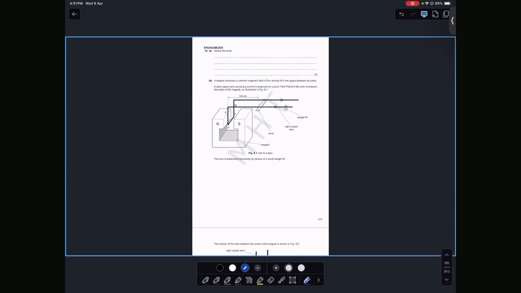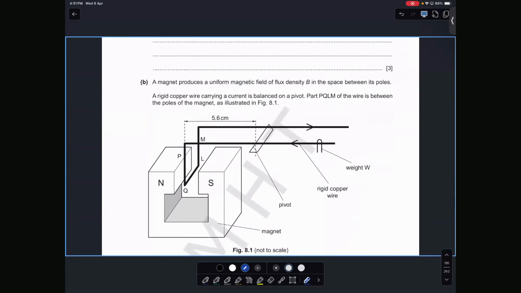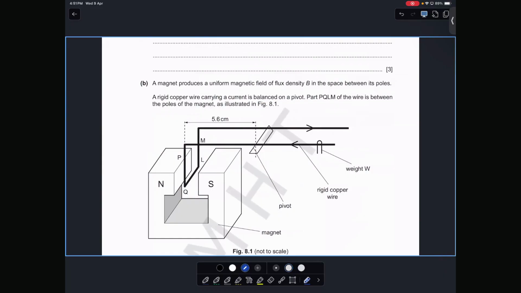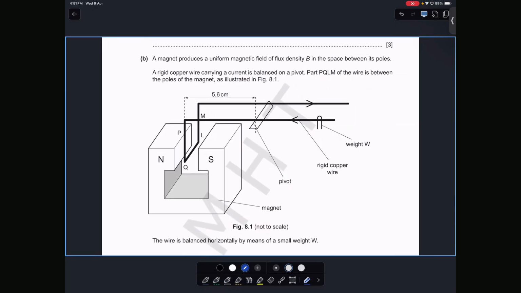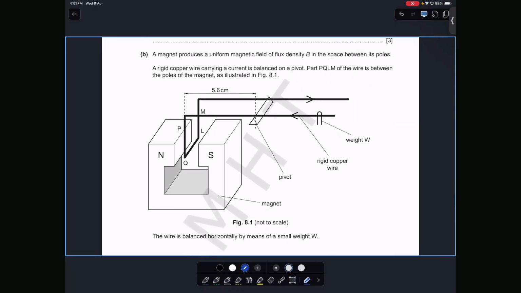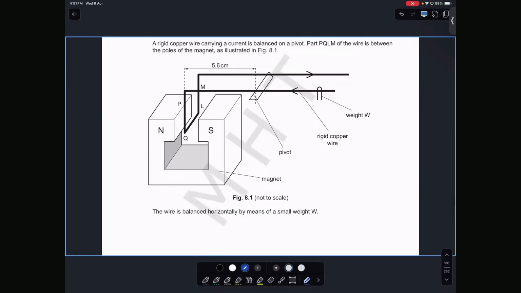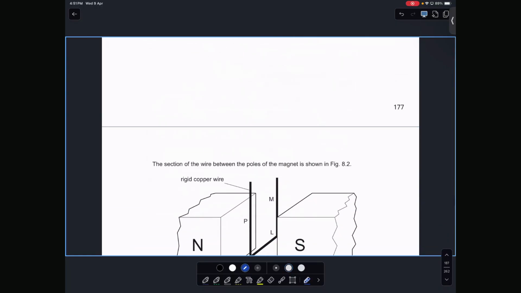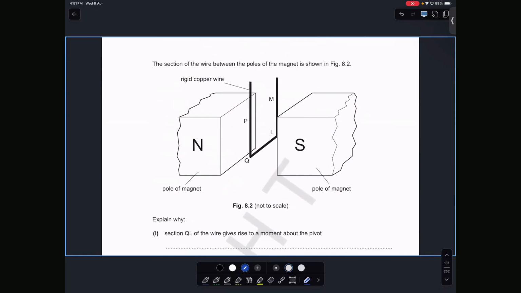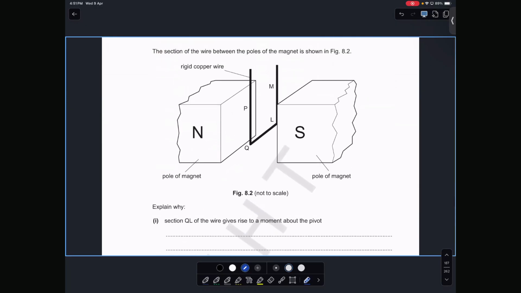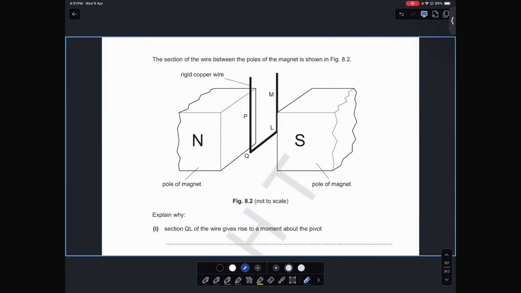Right. So you get to it: it says a magnet produces a uniform magnetic field flux B in the space between its poles. Rigid copper wire, and everything. Okay, to balance the weight W on the other side. The section of the wire between the poles is provided here. Explain why section QL of the wire gives rise to a moment about the pivot.